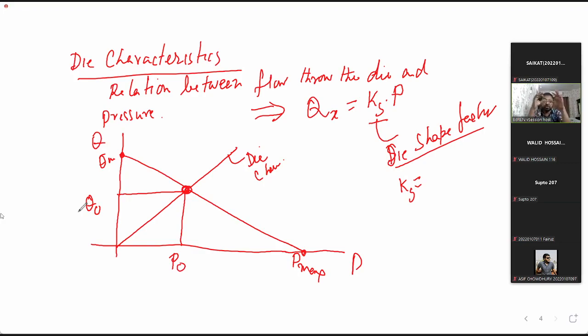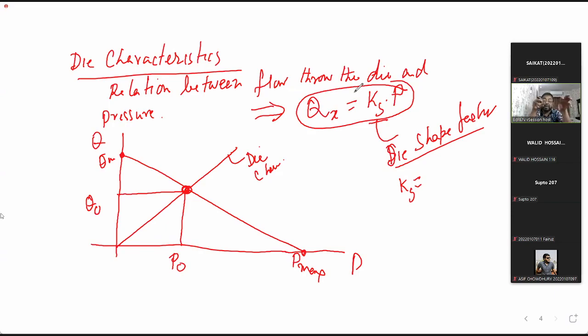Now see, I am just repeating. We know what our extruder characteristics are, and now we know what the die characteristics are. This is our die characteristics expressed in the equation. Now, what can we do?